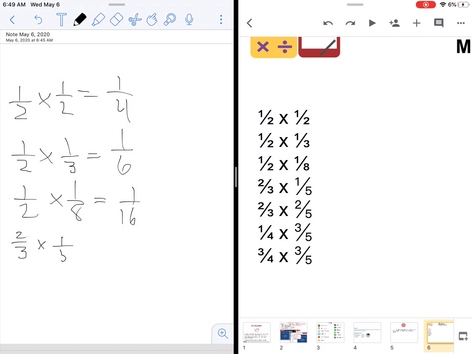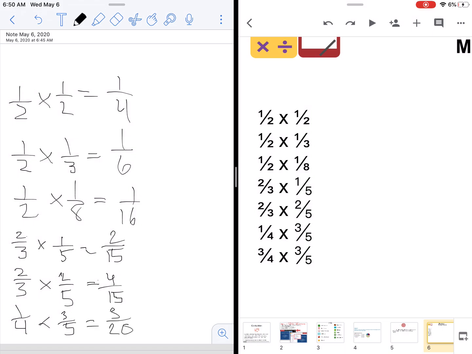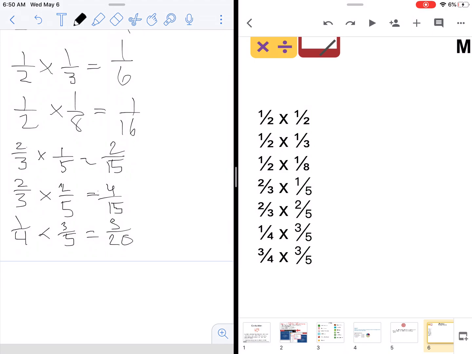1/3 times 1/5 is 2/15... 2/3 times 2/5 equals 4/15. 1/4 times 3/5 equals 3/20. And 3/4 times 3/5 equals 9/20. There's your first fluency practice.